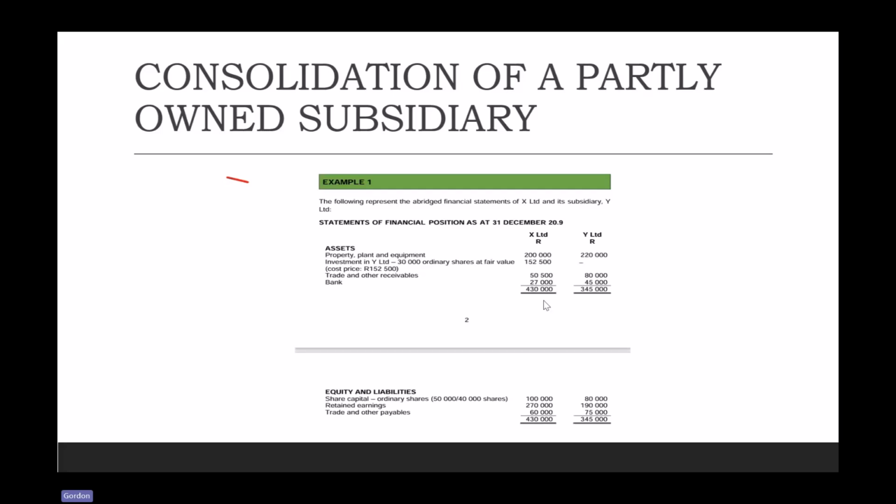So whatever was a debit becomes a credit. Whatever was a credit becomes a debit. You have reversed the transaction. So every pro forma journal entry is about this principle. What has the parent company done? What has the subsidiary done? Let me reverse it.